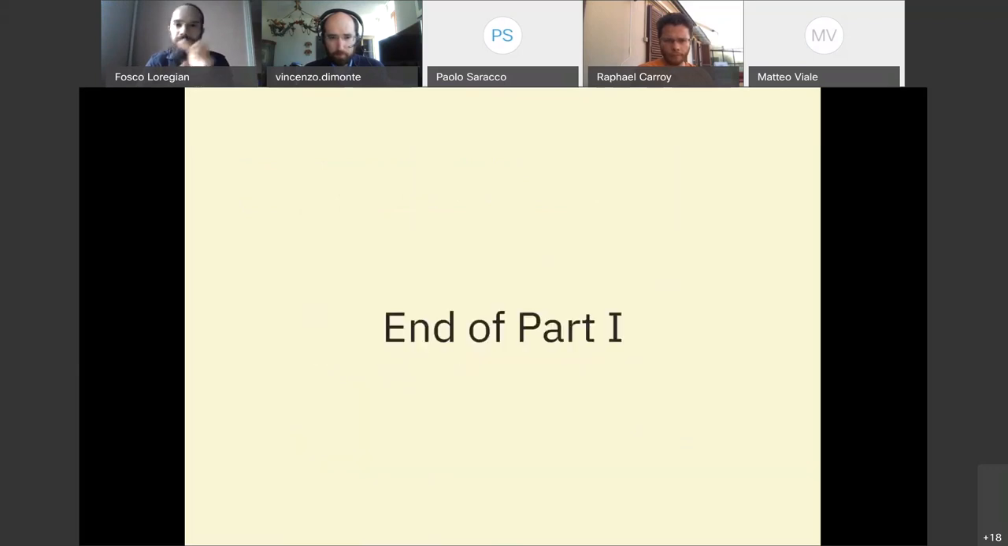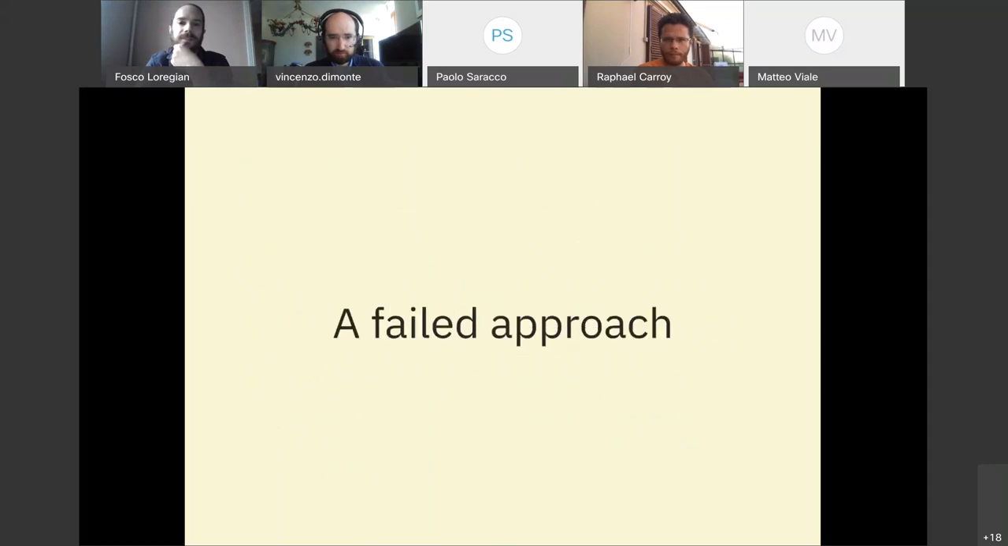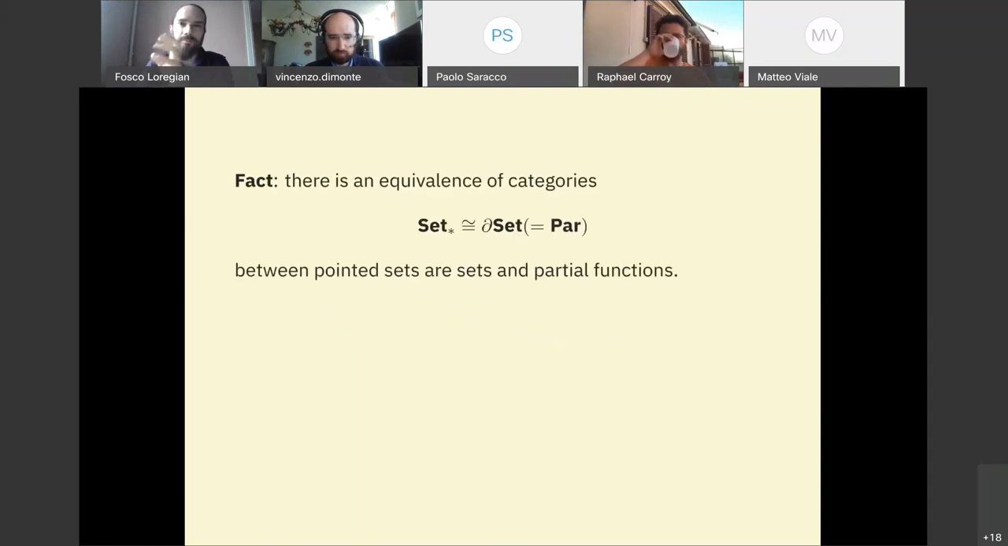Okay, so this was the end of part one, but probably I went a little bit long. I want to start part two with a short slide showing you how not to prove the theorem. I'm sentimentally attached to this approach still, even if it doesn't work, but I want to show you that it doesn't work and suggest to you why.